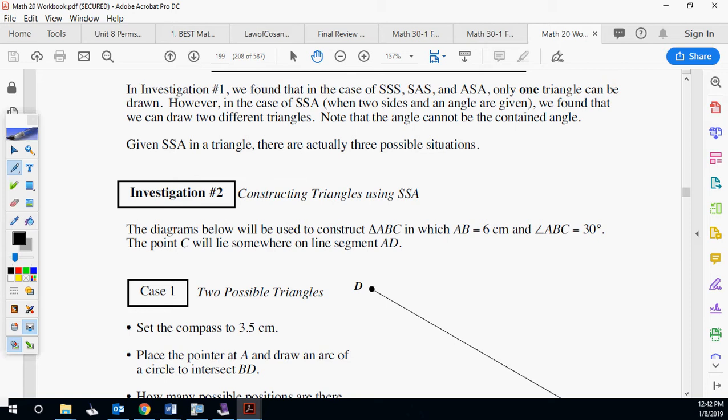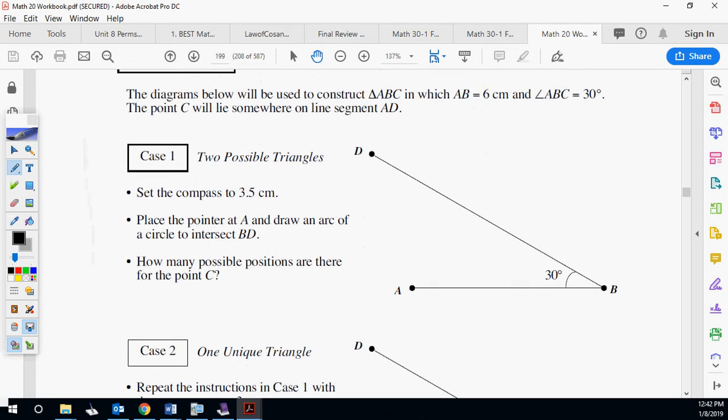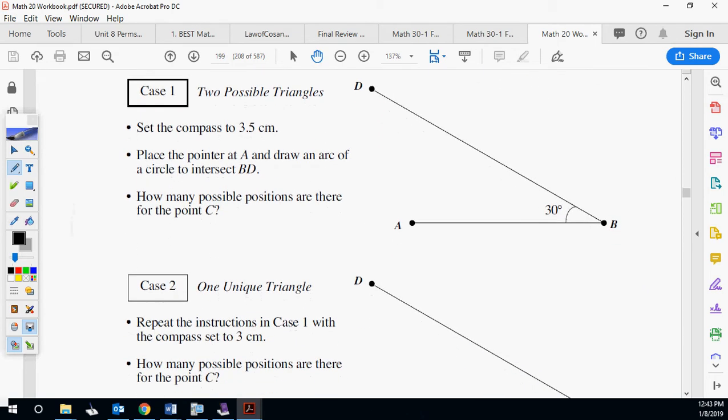All right, so investigation 1, we found that in the cases of the 3 sides, side, angle, side, angle, side, angle, only 1 triangle could be drawn. However, in the case of SSA, there are 2 possible triangles that could be drawn. Given an SSA triangle, there are actually 3 possible situations technically. So there's 3 situations which happen with SSA. The diagram below is going to help us with that. So again, I'm going to kind of walk through these. You can just watch for the compass and stuff.